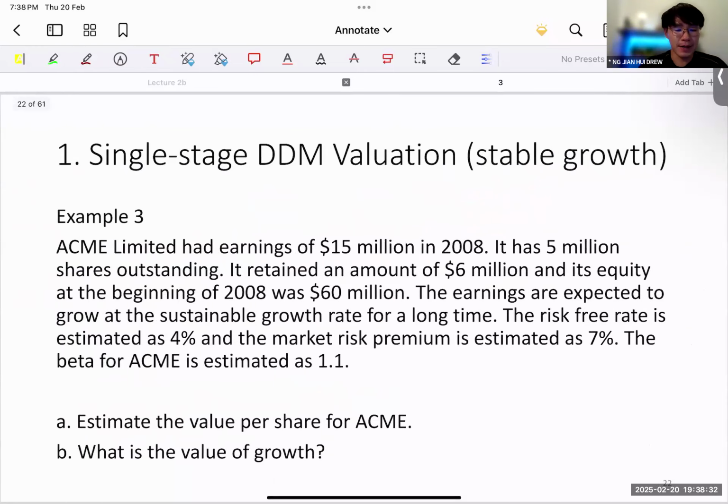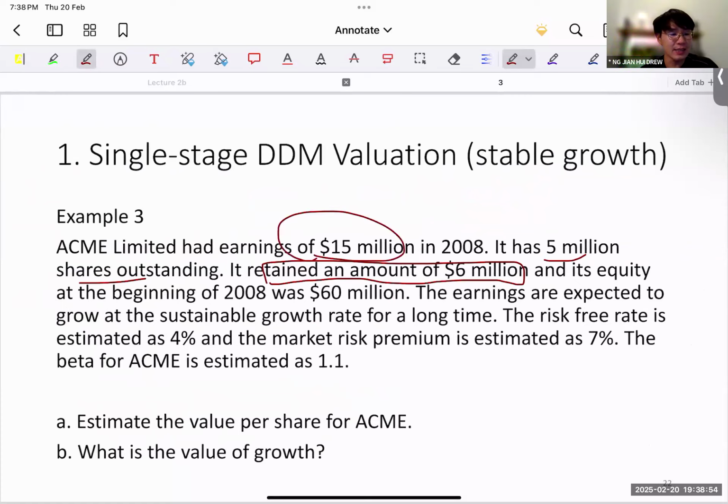Okay, so this is an interesting example. Let's look at this. ACME Limited has earnings of 15 million and 5 million shares outstanding. It retained an amount of 6 million. So this is the amount that's been retained out of the earnings, right? This is the earnings, and it's retaining 6 million. Its equity at the beginning of 2008 is 60 million.